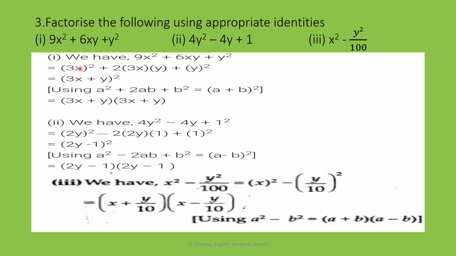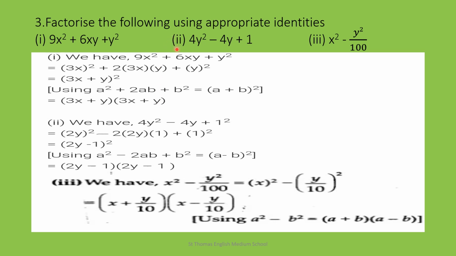So it is of the form 9x square plus 6xy plus y square. So you can directly write the factors as 3x plus y whole square. That is equal to 3x plus y multiplied by 3x plus y.